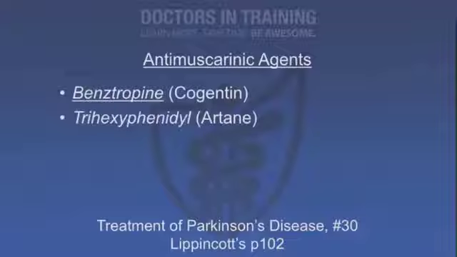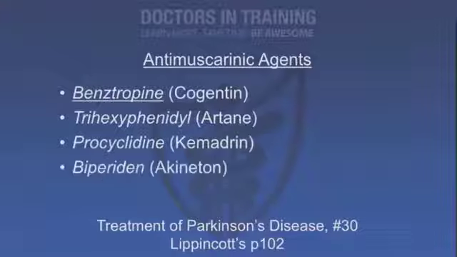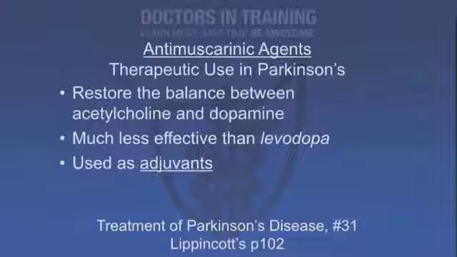There's a drug, trihexyphenidyl, procyclidine, and biperiden. All these drugs block cholinergic transmission, and again, they're restoring the balance of acetylcholine to dopamine. These drugs are generally much less effective than levodopa. They're only used as adjuvants, and individual patients may respond more favorably to one drug than to another. The adverse effects of these antimuscarinic agents are similar to those we see with high doses of atropine.